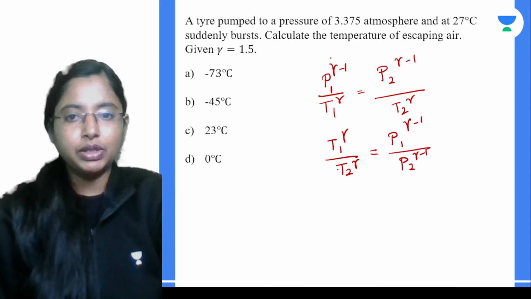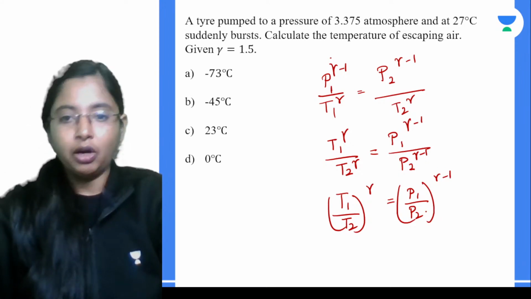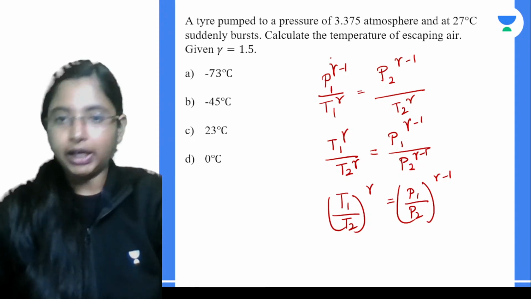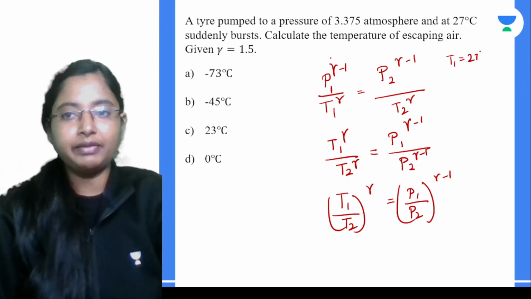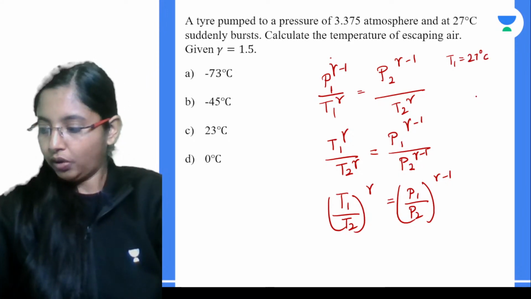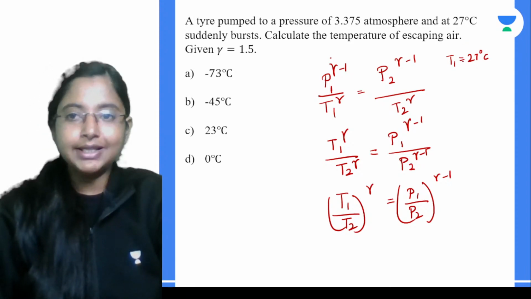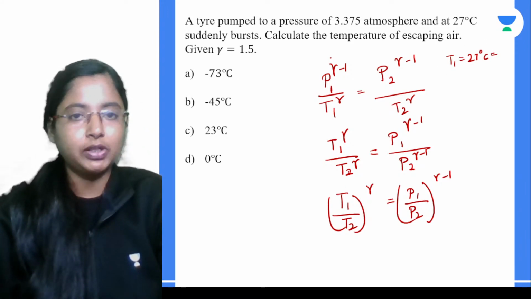So what I am going to do is take these two constants the same. That is, I am going to take T1 by T2, the whole to the power gamma. This is equal to P1 by P2, the whole to the power gamma minus 1. Let me substitute for the temperature. The initial temperature T1 is given as 27 degrees Celsius. Convert it. You can substitute. Let's convert it into Kelvin, absolute temperature, because T here is in terms of absolute temperature.